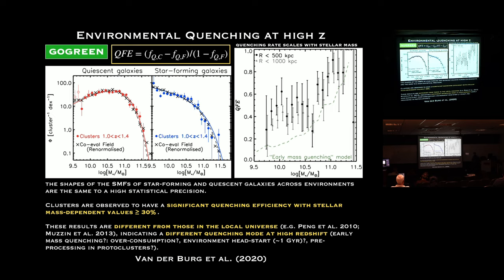And this immediately brings you to start thinking, okay, so how can we explain this, right? One way is that obviously there is a different quenching mode operating at high redshift, different from what happens in the local universe. What could that be? Early mass quenching, overconsumption, which has to do with these dynamical effects that we're finding evidence for, that the environment has a head start in quenching the star formation of galaxies, which points to pre-processing. Pre-processing where? Before these clusters were fully fleshed out, so maybe in protoclusters.